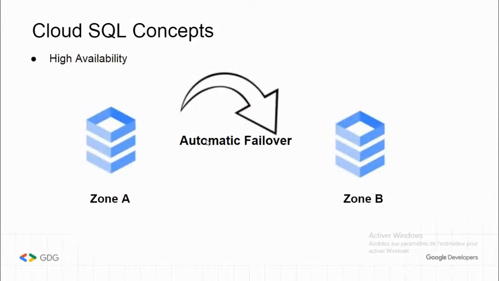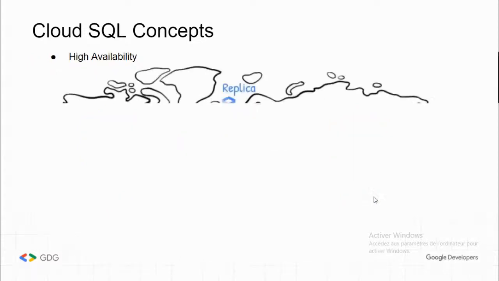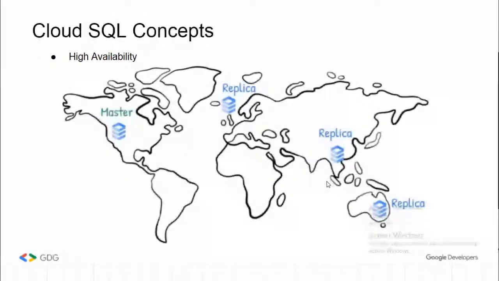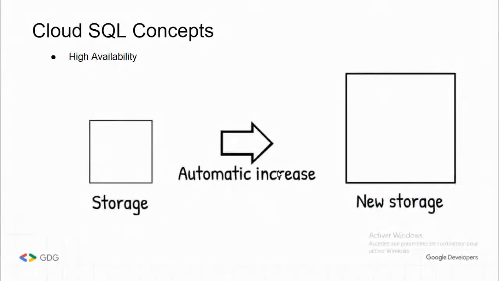For production applications, it is recommended to enable high availability. By enabling this feature, the database instance will automatically fail over to another zone in your selected region in case of an outage. You can also create cross-regional replicas to protect from regional failures. In addition, you can enable automatic storage increase to add more storage when nearing your capacity.